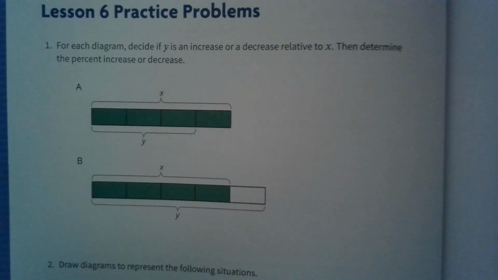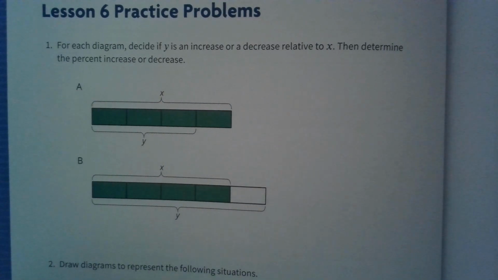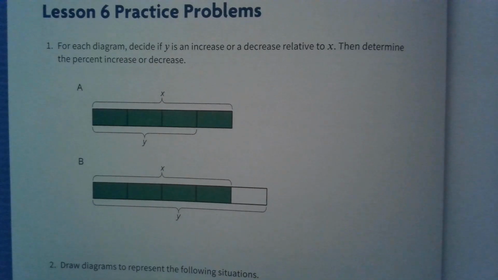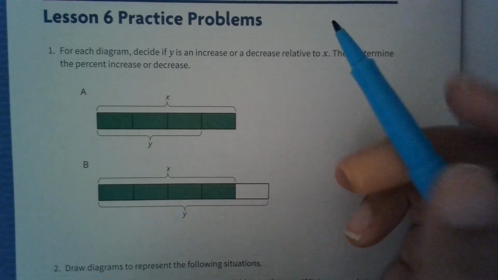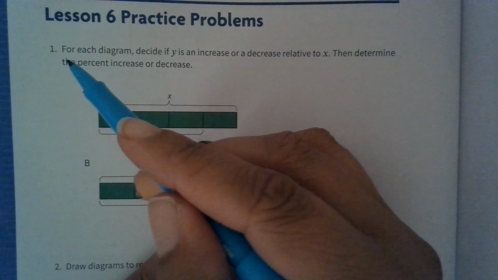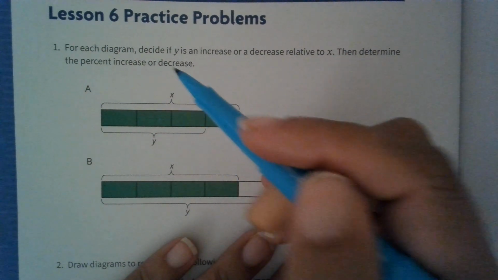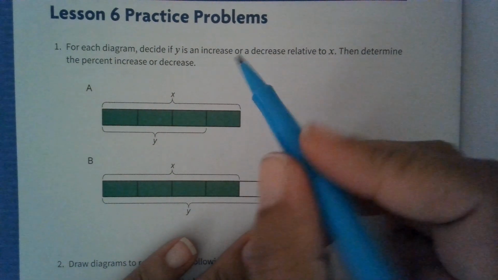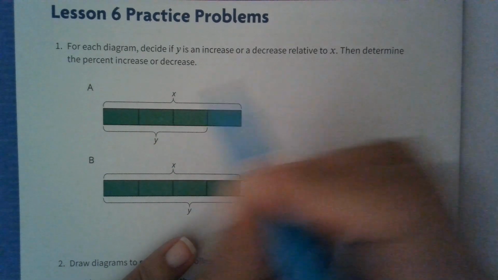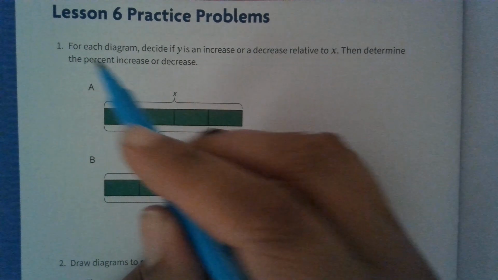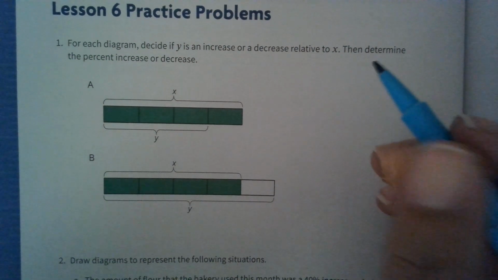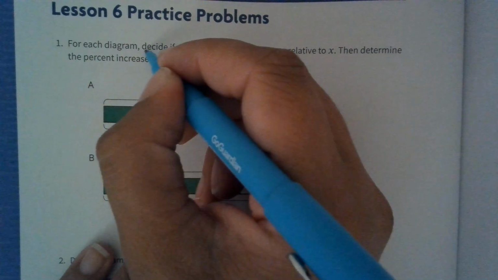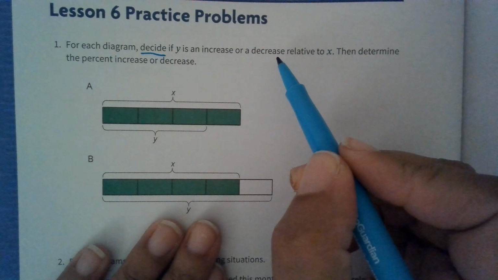I'm going to show you how we're going to answer questions 1, 2, and 3 from the lesson we just learned today, which is on percent of increase and decrease using tape diagrams. For number 1, for each diagram, decide if y is either an increase or decrease relative to x. Then determine that percent increase or decrease. So we're going to find a value once we determine if it's an increase or decrease.